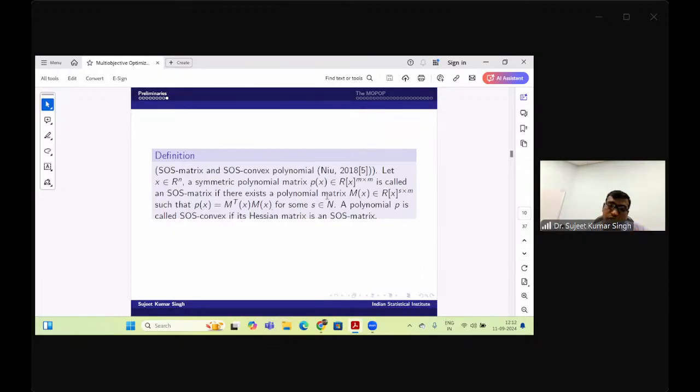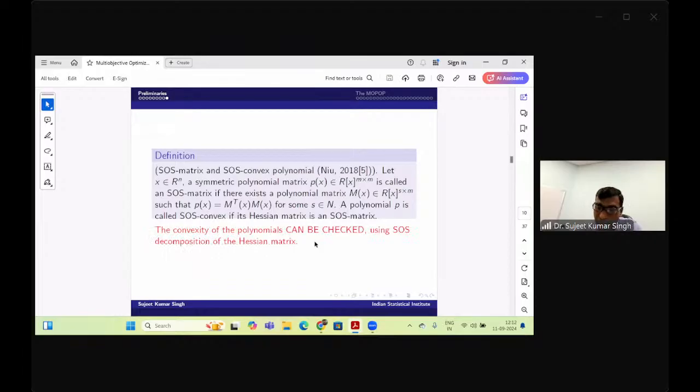But checking SOS convexity is tractable. So we will ensure that the Hessian matrix of the given polynomial is a sum of squares matrix. Then it will ensure the convexity of the polynomial. So that is basically the basic part of this work.